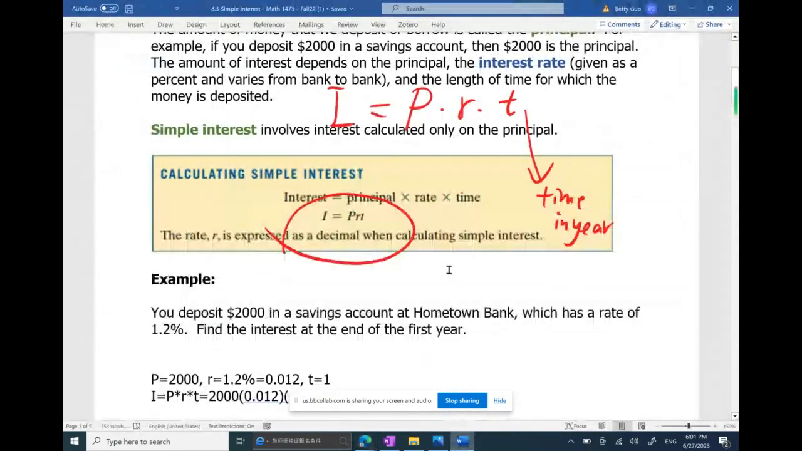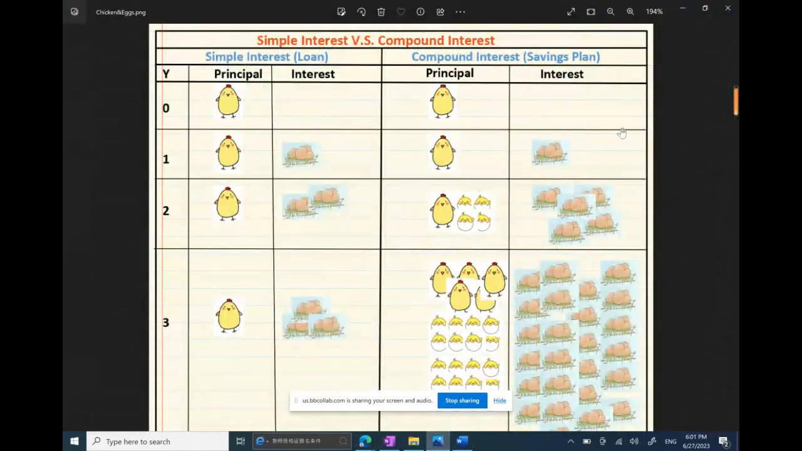If not, let's go over what simple interest is. The process of generating simple interest is quite simple. Let's think about principal as a chicken. And what is principal? Principal is the original amount of money you invest or you borrow. Let's say that one chicken is your principal.